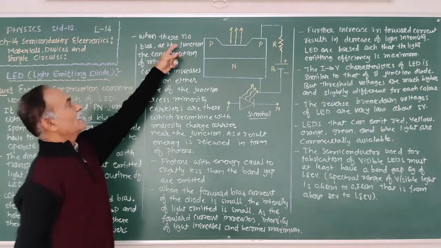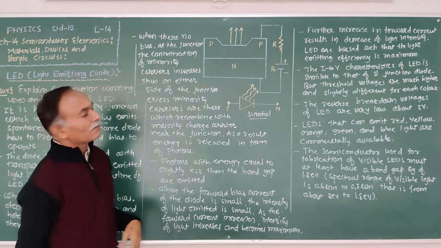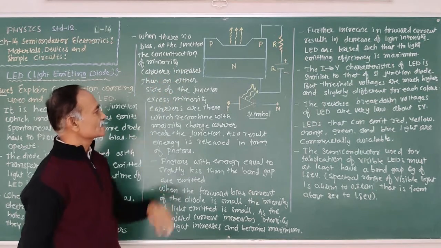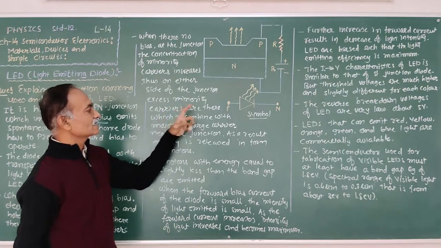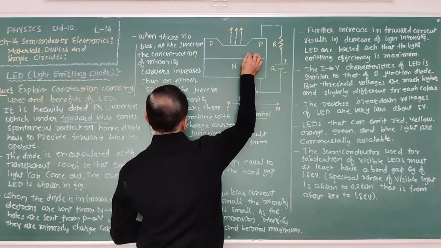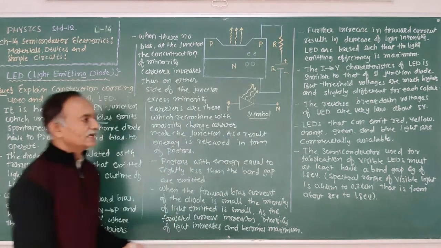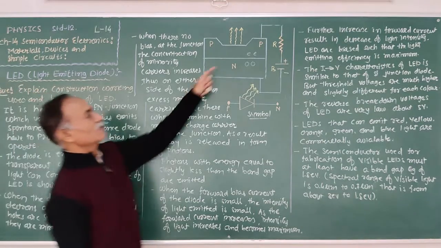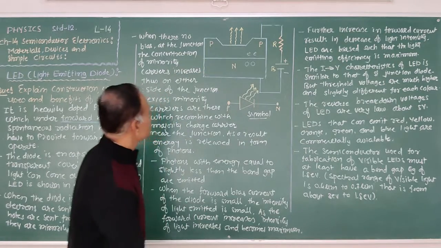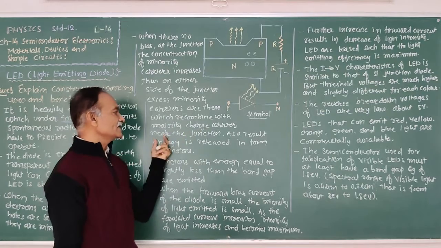Again, when there is no bias at the junction, the concentration of minority carriers increases. Thus, on either side of the junction, excess minority carriers are there. Here the electrons are minority charge carriers in the P side, and here the holes are minority charge carriers in the N side. Due to the diffusion of electrons from N to P and holes from P to N, they increase, and they recombine with the majority charge carriers near the junction.